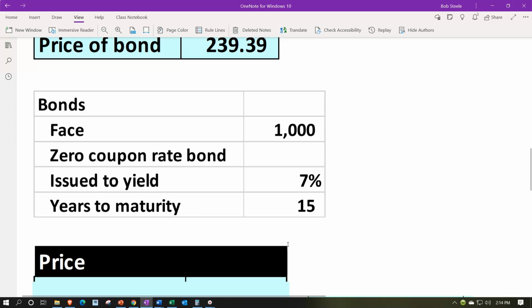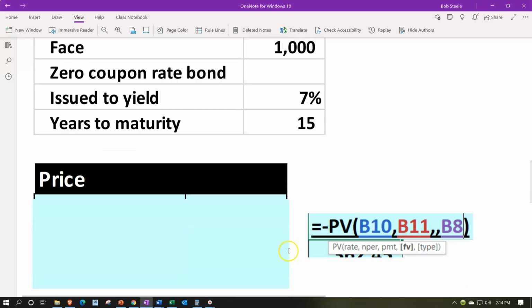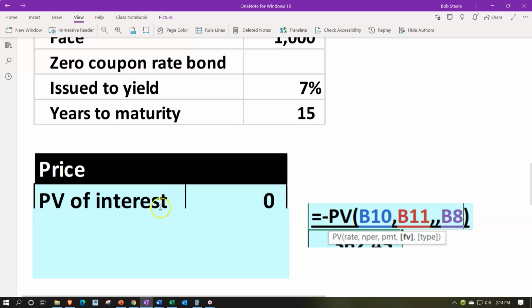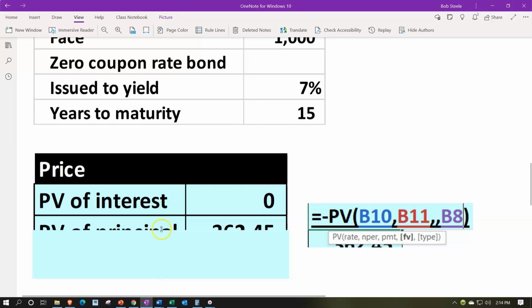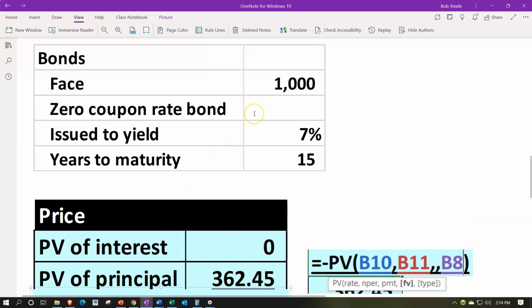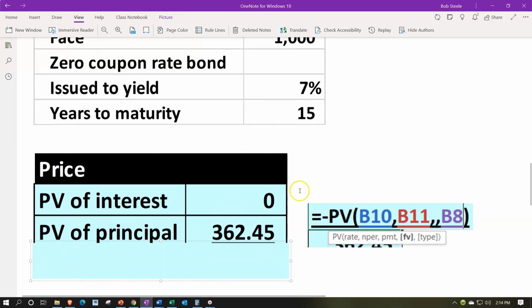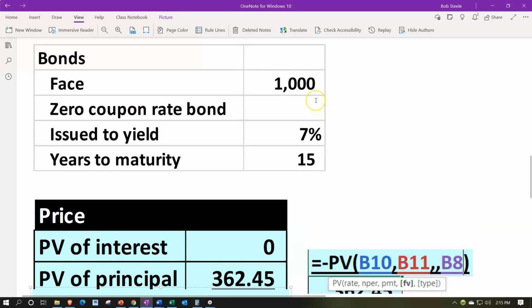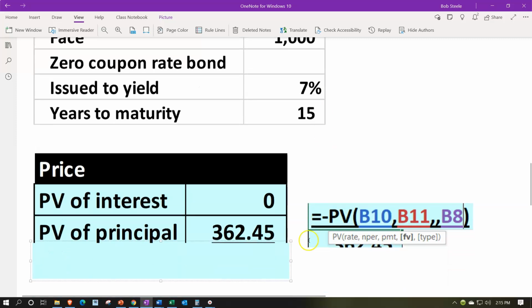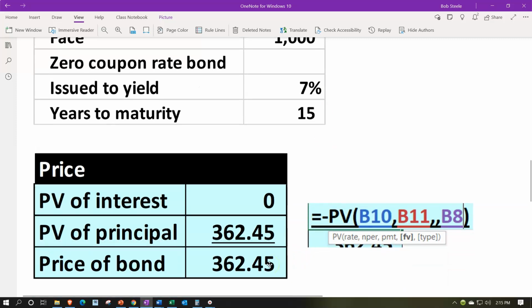Let's adjust that. Let's say the face amount is still 1,000, but this time the issue to yield, or in essence the market rate, is 7%, years still 15. Once again, we don't have any coupon rate, so it's a zero coupon rate bond, so nothing on the interest side. We'll then do the present value of 1 calculation for the face amount of the bond, present value of the rate, which would be 7%, comma, number of periods, which would be 15, comma, comma, future value, then the 1,000. Bringing that back, we get 362.45.